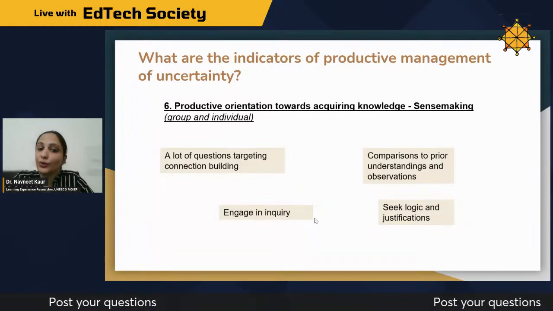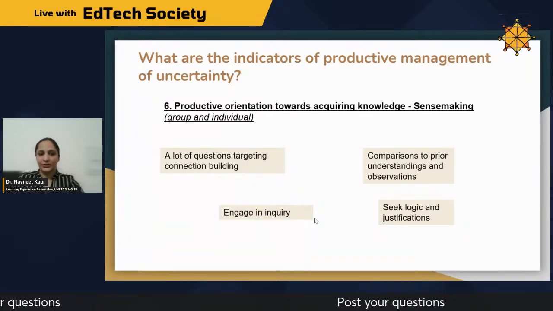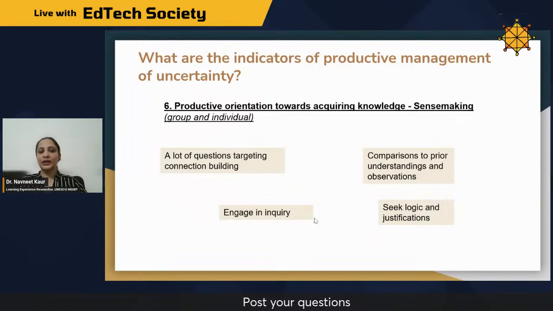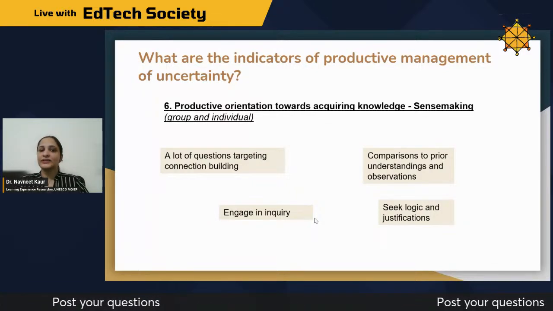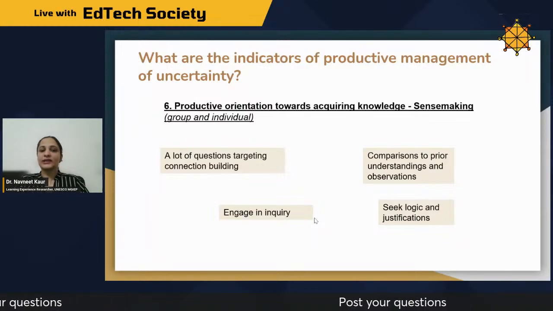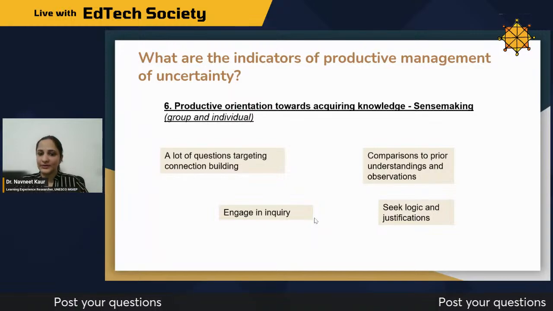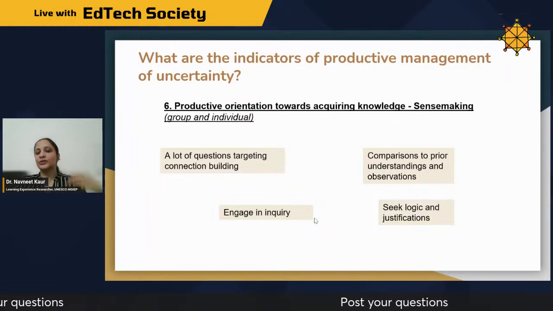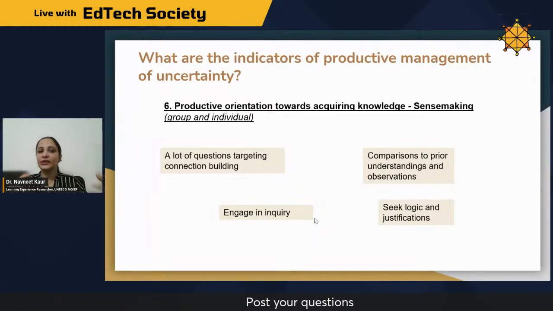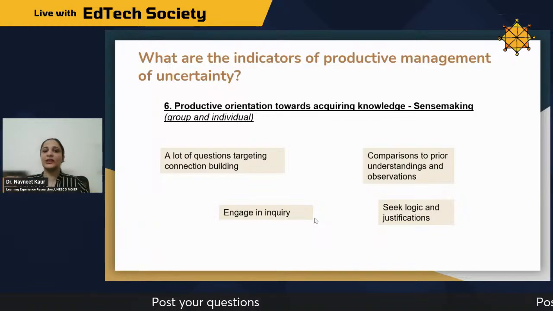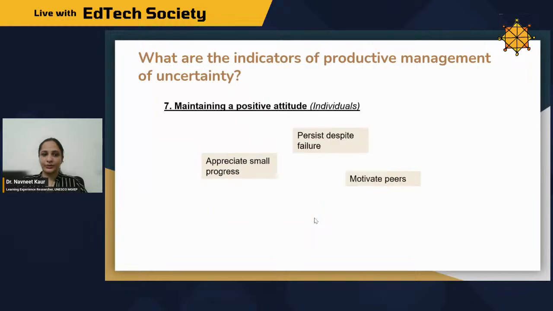Then is productive orientation towards acquiring knowledge. So how are they viewing their goals? Is it aligning with the sense making processes? That is, are they asking a lot of questions that target making connections? Are they engaging in inquiry processes? Are they comparing to the prior understandings? Are they seeking logic or justifications? If it's happening, then it's a sign of productive uncertainty management.